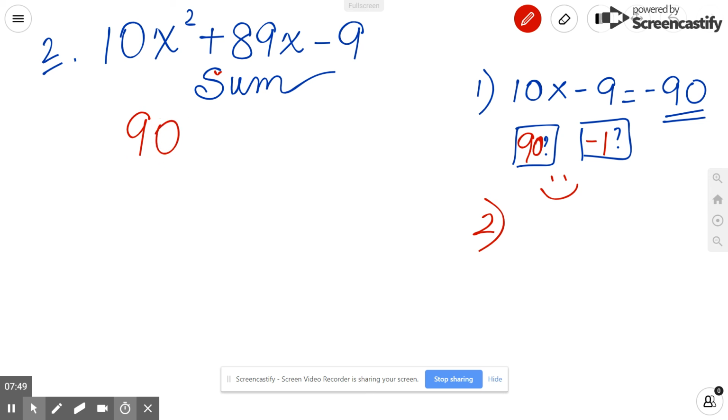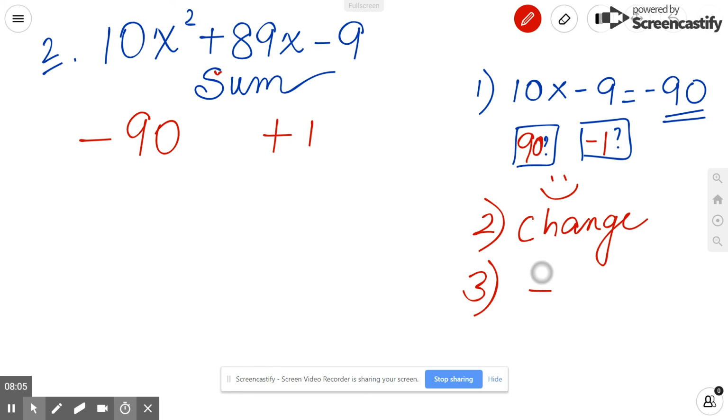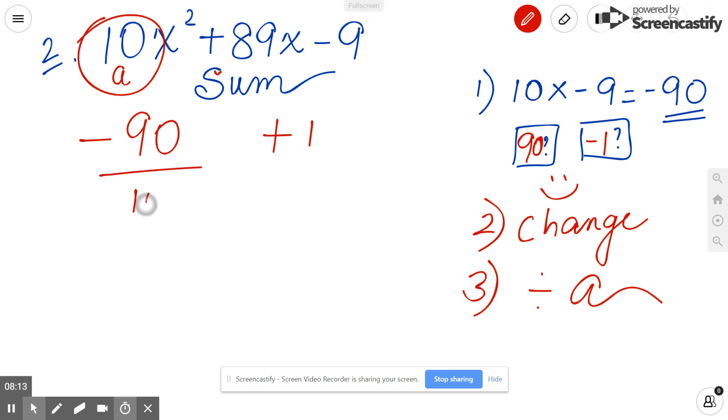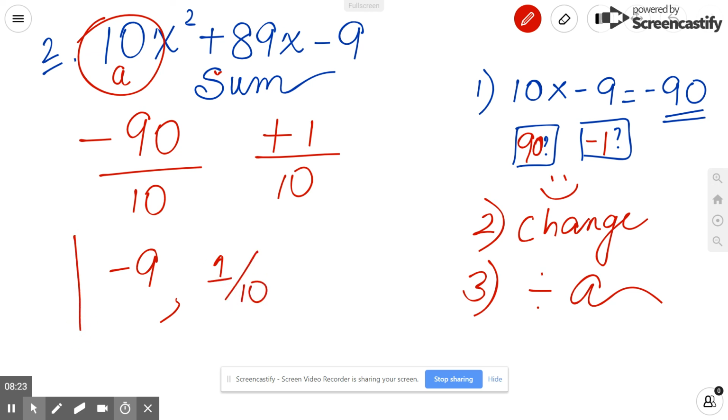Let us list our numbers here. What was our step 2? Step 2 is change signs. So I'll make this negative, I'll make this positive, the opposite signs. What was our step 3? Our division by a. So our a here is 10, the coefficient of x squared. So I divide both of them by 10. So negative 9 over 10 and plus 1 over 10. So I solved my equation by factoring in.